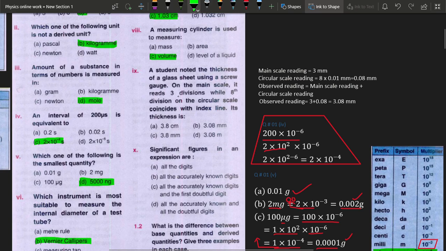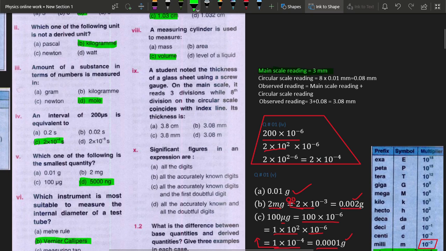On the main scale, it reads 3 divisions. Now it means that it is a main scale reading, because each division on the main scale of the screw gauge is 1 millimeter. So 3 divisions means 3 millimeter. So main scale reading is 3 millimeter.